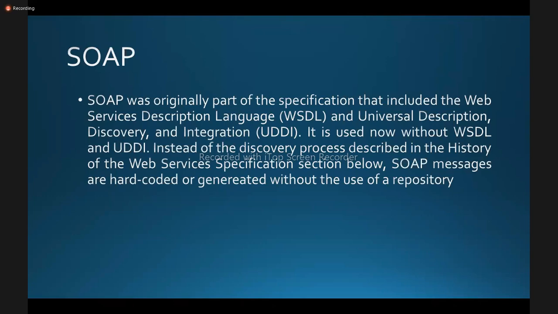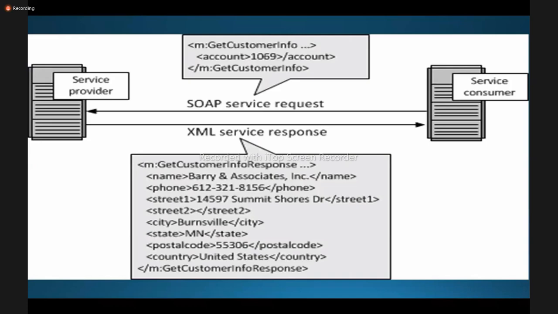WSDL is Web Services Description Language actually. And UDDI, Universal Description, Discovery and Integration. These are the languages used actually. And this is how the consumer and provider will be. That means service consumer will make an XML request. Service provider will send an XML response. So this is consumer and this is provider. The request and response will be in XML format, in an XML form.